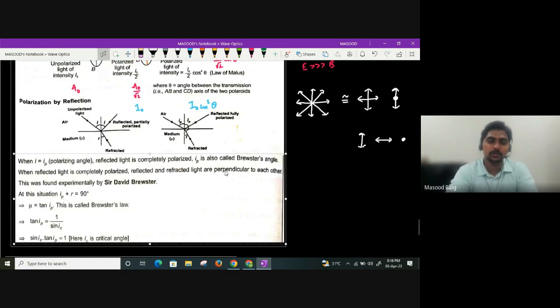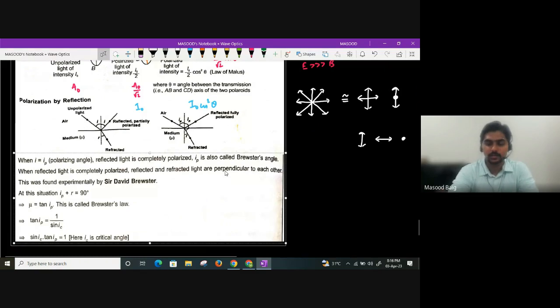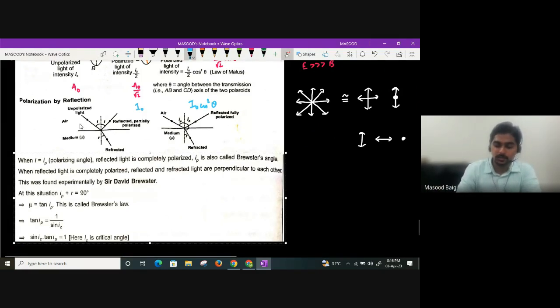Let us talk about polarization by reflection, guys. Whenever light is incident at an interface separating two transparent media at any arbitrary angle, the refracted light and reflected light will be partially polarized. When light is incident at a particular angle called Brewster's angle, then the reflected light will be fully polarized, and the refracted light will be partially polarized.